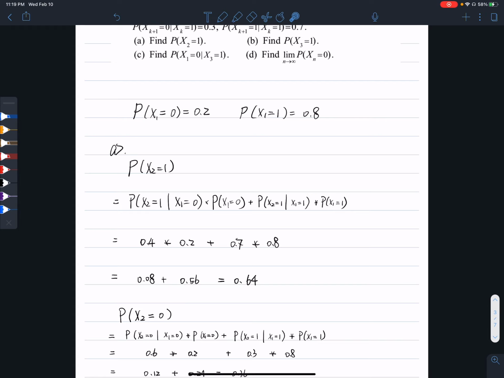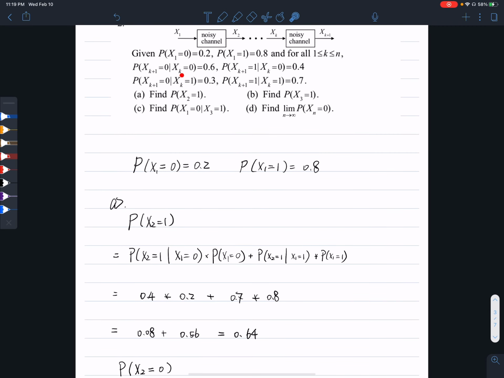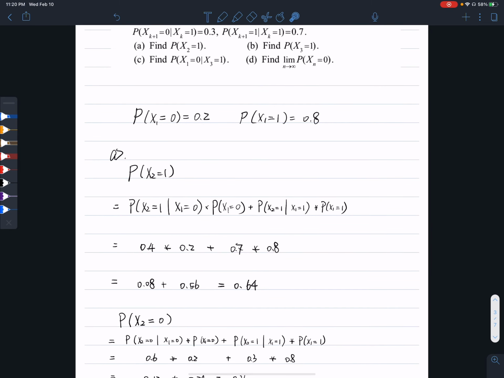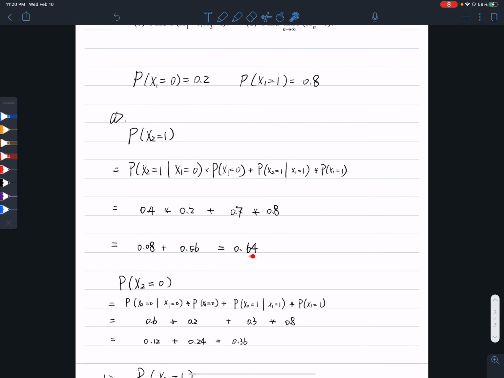the probability given here. So when xk equal to 0 and xk plus 1 equal to 1, the probability of that is 0.4. So here we use 0.4 times 0.2, plus the condition x1 equal to 1, x2 equal to 1. So basically we come back to the question here. Xk equal to 1 is a given condition, and xk plus 1 equal to 1, the probability of that is 0.7. So here is 0.4 times 0.2 plus 0.7 times 0.8. And the result is 0.64.